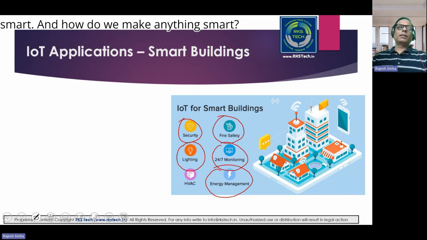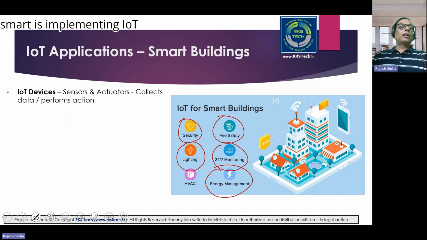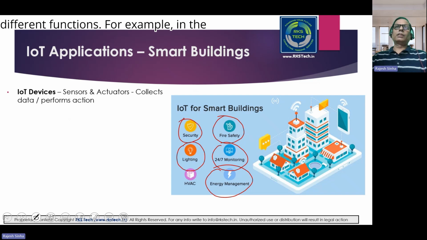And how do we make anything smart? We have already seen that. We make anything smart by collecting data and taking smart decisions based upon the data. So first step in making anything smart is implementing IoT devices to collect data. Implementing IoT devices with sensors, they will collect different kinds of data depending upon different functions. So for example, in the earlier example we saw where the temperature sensor is there, which is collecting temperature.